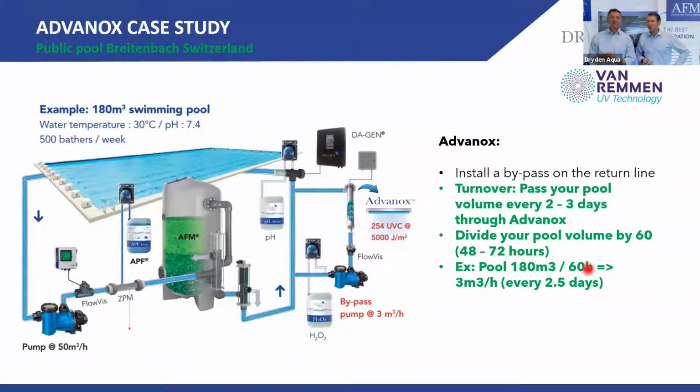Roughly, this is your pool volume divided by 60 hours. In this case, it is 3 cubic meters per hour. That's our flow through the bypass here. 60 is 2.5 days, 48 is every 2 days, 72 is every 3 days. Very complicated. So I use the 60, and then you have the 180 cubic meters divided by 60 hours, which gives you 3 cubic meters per hour.